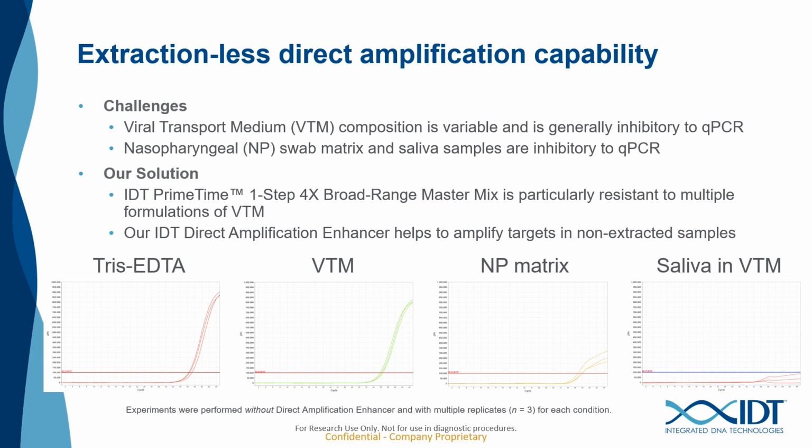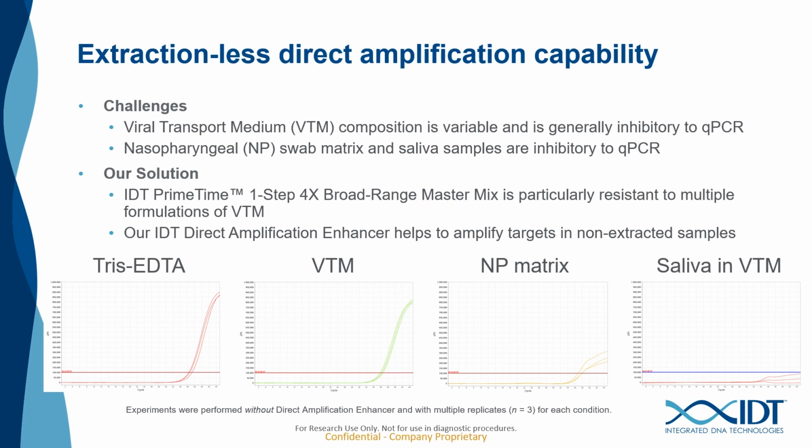Another challenge is human specimen samples are stored in viral transport medium. This composition is highly variable and is generally inhibitory to qPCR as it contains chemicals that denature proteins, among other things. We have found that these solutions are generally inhibitory to all qPCR master mixes that we have tested in-house. However, our new PrimeTime one-step 4x broad-range master mix is particularly resistant to multiple formulations of VTM.